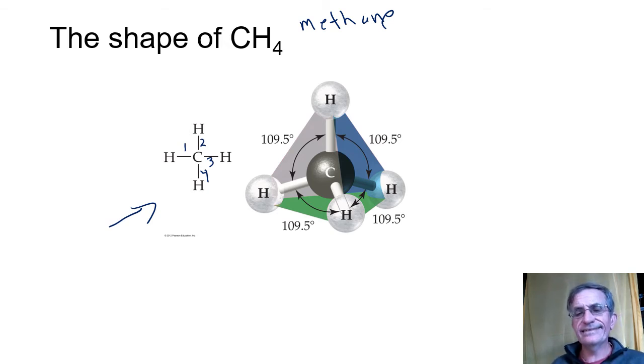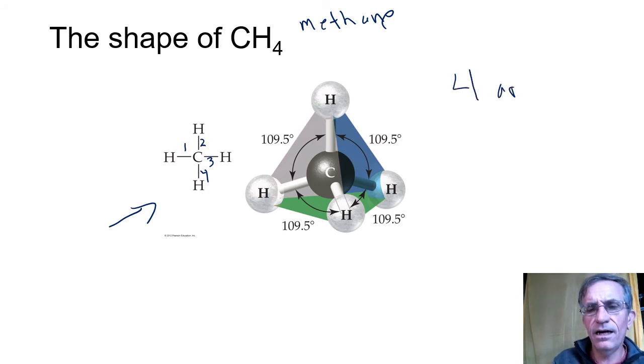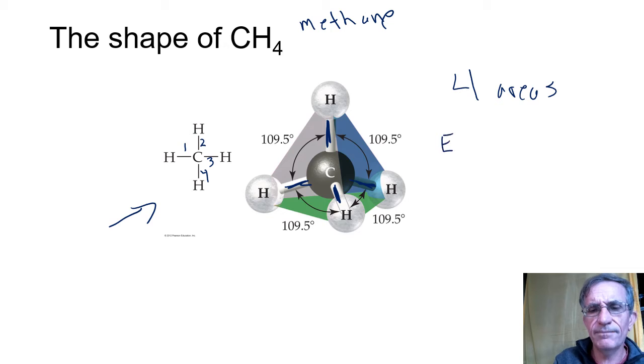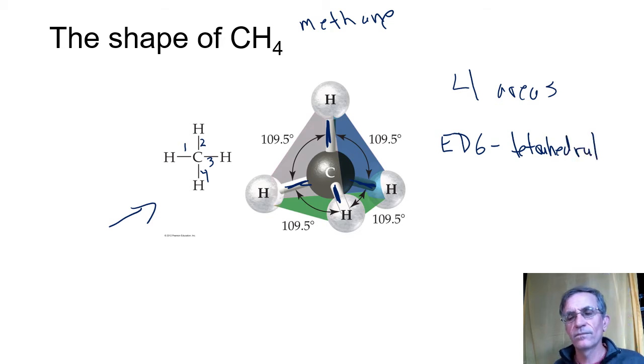So first off, let's just confirm. I think I mentioned there's 4 areas in here. Let's double check. So let's look at the electrons. 1, 2, 3, 4. There's 4 areas with electrons. So those 4 areas are all getting away from each other. So the electron domain geometry is called tetrahedral. That's what we call this shape. It looks like a tetrahedron.